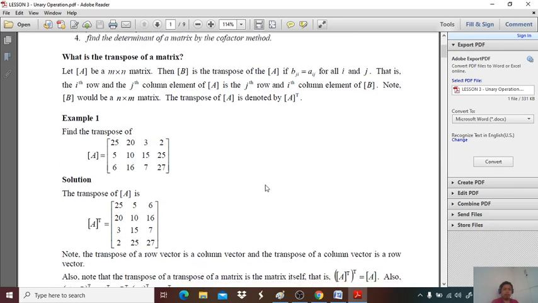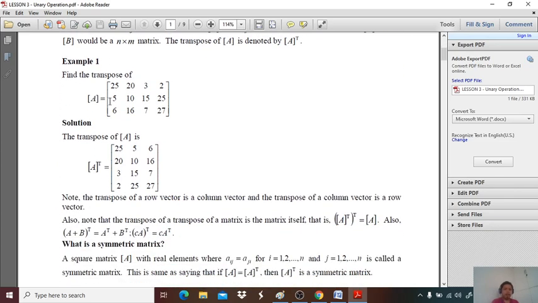Example, find the transpose of this matrix A. This is a 3 by 4 matrix: 25, 20, 3, 2, then 5, 10, 15, 20, then 6, 16, 7, and 27. So the transpose of this matrix, your rows will become columns. That is 25, 20, 3, 2 as a column, the same as 5, 10, 15, 20 in a column, then 6, 16, 7, and 27 will become a column.